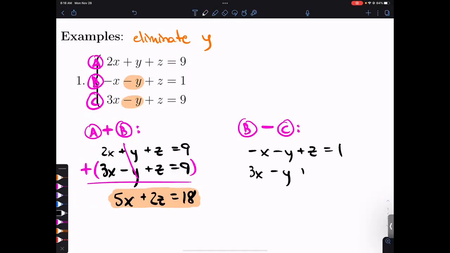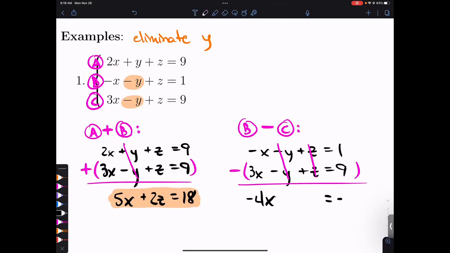3x minus y plus z equals 9. We are going to subtract. Okay, when you subtract those, negative y minus negative y turns into negative y plus y. So those zero out, right? Which is why we picked the thing in the first place. Then just subtract the rest of it. Negative x minus 3x plus z minus, oh, okay, cool. Z minus z is 0. That's good. And 1 minus 9 is negative 8.